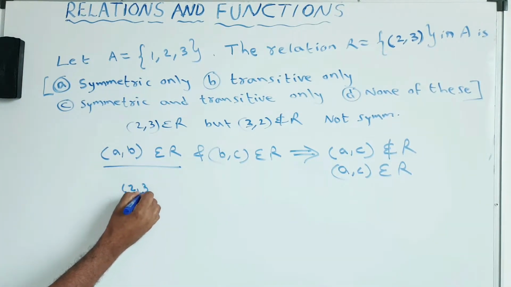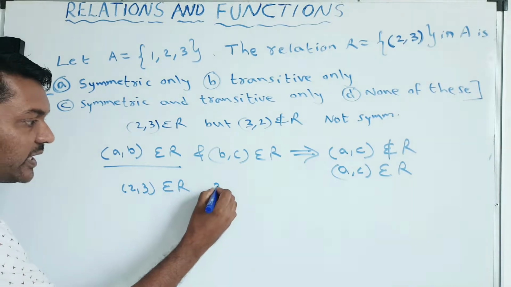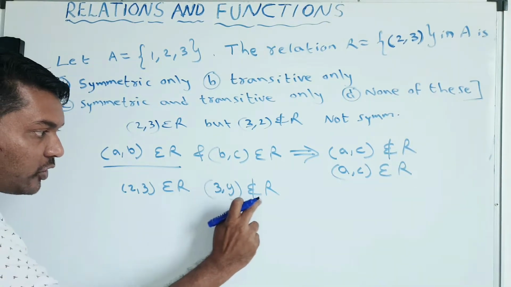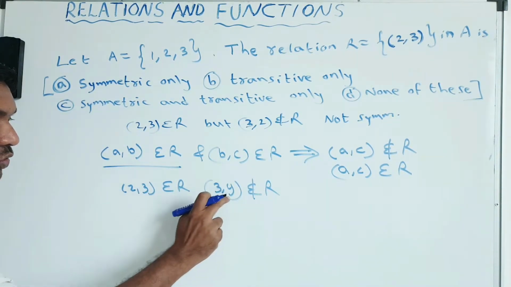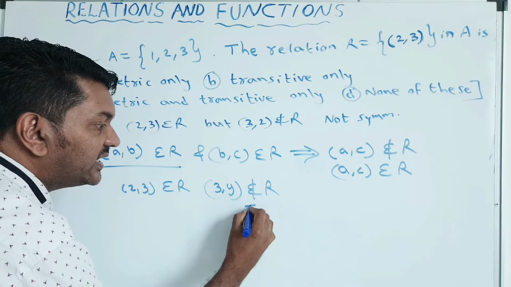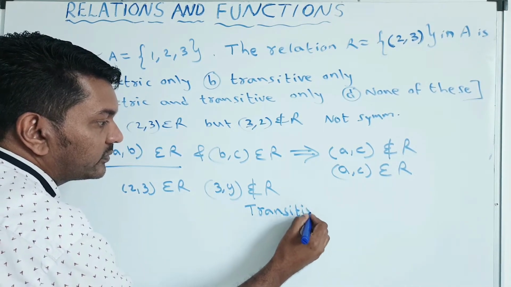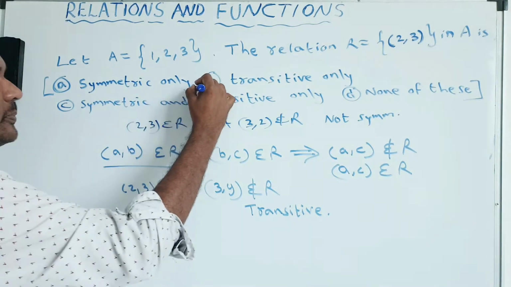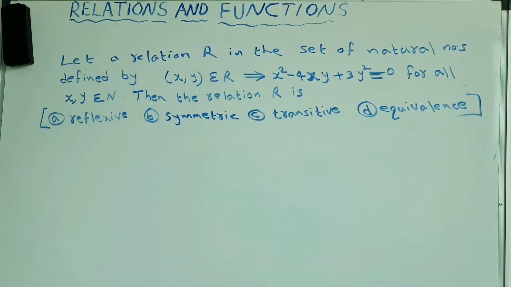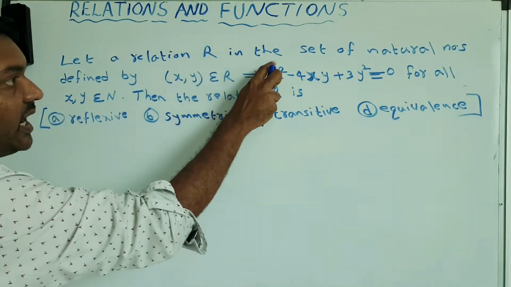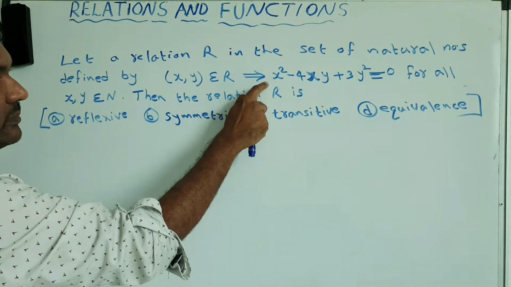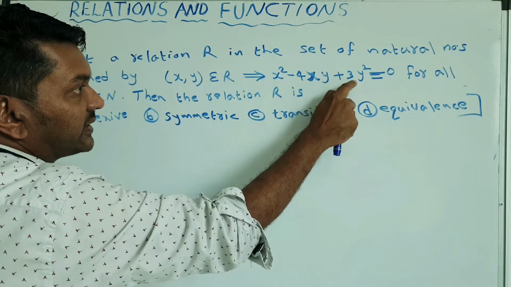Here (2, 3) is an element of R, but (3, y) is not an element of R. If (3, y) is an element of R only, you have to check whether (2, y) is there or not. Otherwise, if this pair is not available, you can say it is transitive relation. So our answer is option B, transitive only. Now we will move to another MCQ question. Let a relation R in the set of natural numbers be defined by (x, y) is an element of R implies x square minus 4xy plus 3y square equal to 0.